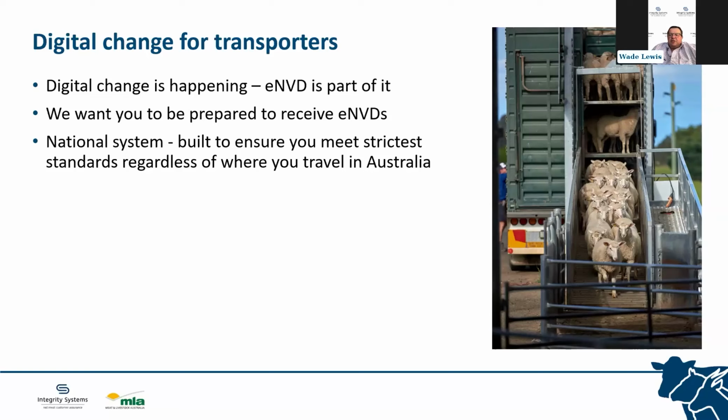Some key features that I think are very important for transporters in this latest update is the fact that we can now add comments, and that ensures that we're trying to get this eNVD as close to the functionality of a piece of paper as possible. So we can put in our comments for transit, what pens we may have left them in, etc. Any issues during transit.